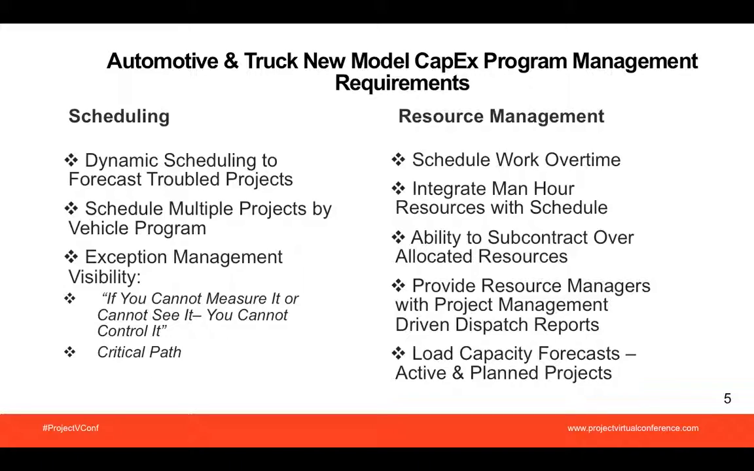There's an old axiom in manufacturing that says, if you cannot measure it or cannot see it, you cannot control it. If you look at the resource management side, most of these plants and engineering departments work regular hours and overtime, from 40 to 66 hours with overtime. So they need a way, with resource management, to schedule overtime and reduce the schedule when they work that overtime.